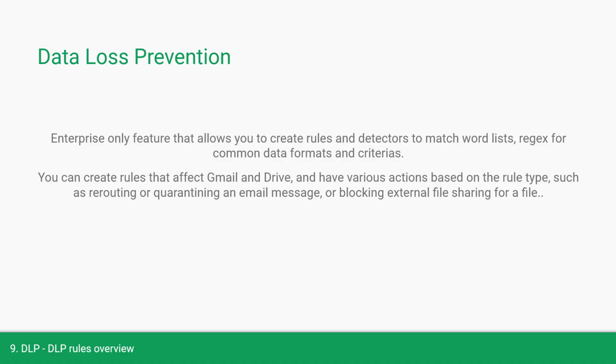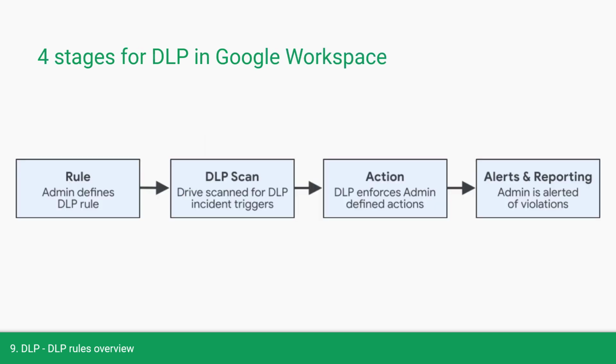So in order to make sure the concept of DLP rules is simplified as much as possible, I think it is easy to look at it in this way. There are four stages for a DLP rule, of course, after you create the rule and after you activate the rule. First of all, you define the rule and you decide if this is a drive related rule or if it is an email related rule. And then once the rule is active, it will start scanning the content, whether it's email or drive.